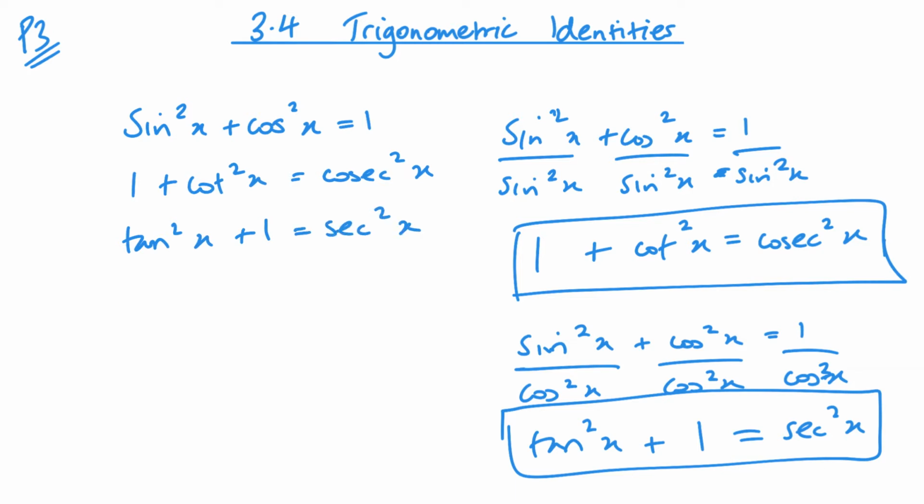Now you can go ahead and memorize these two, or you can just remember how you created them. So you can always just simply start from sine squared plus cos squared equals 1, and you can create this straight in your head and write it down. There's no difficulty there.